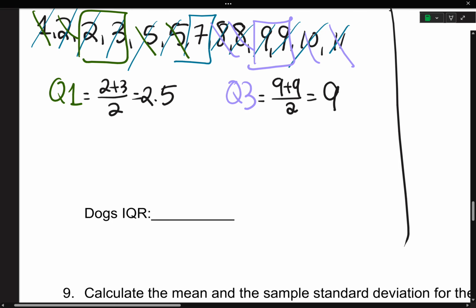Awesome. So the dog's IQR is our Q3 minus our Q1. So 9 minus 2.5. Let's see what we get. When we subtract, we get 6.5.